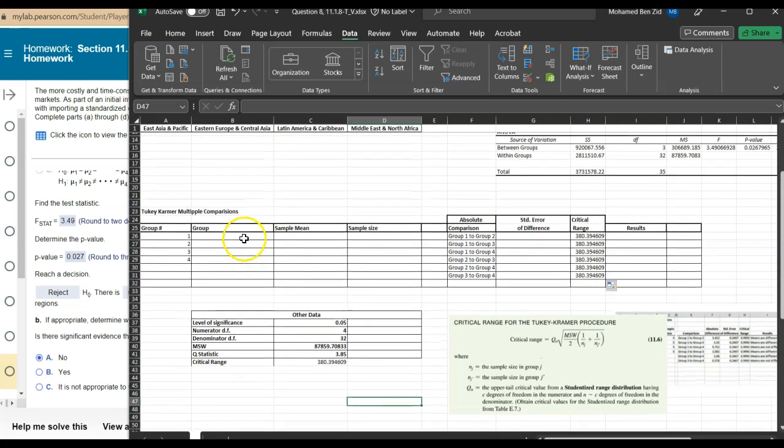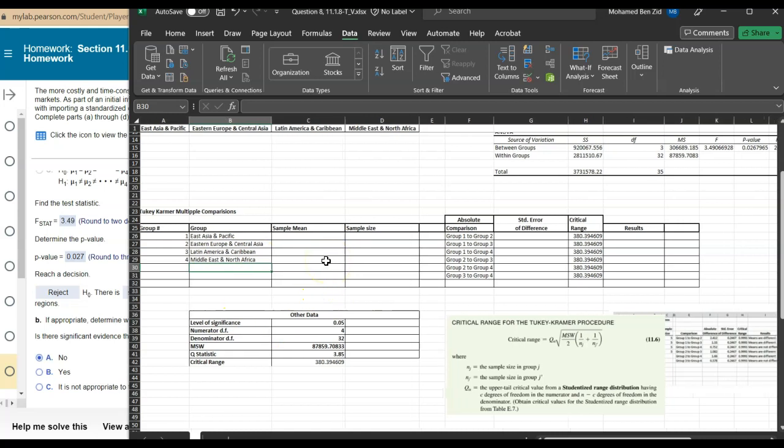So the groups here, group 1, I'm going to select it, equal to the first one here. All right. Group 2 is going to be the second one. Group 3, you're going to use an equal sign, Latin, and all right, group 3 is going to be the Middle East and North Africa. Okay, so I defined my groups.